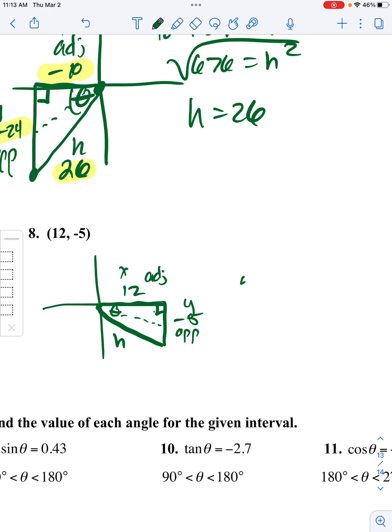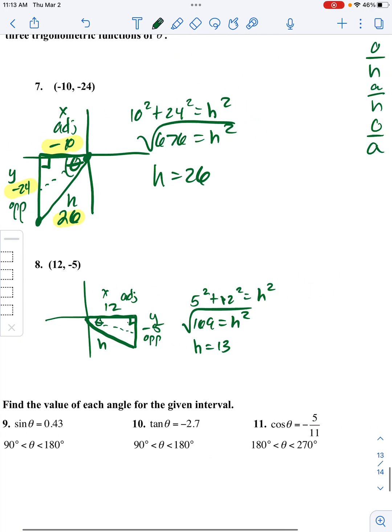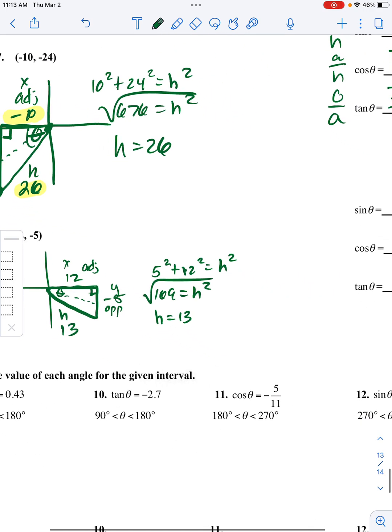And just like before, I take my x squared and my y squared to get my hypotenuse squared, totally ignoring the negatives because it's just directional. So 5 squared plus 12 squared is going to give me 169 equals h squared. Just Pythagorean theorem. You should find yourself using it so many times. So that tells me that hypotenuse is 13. My three numbers are going to be -5, +12, and 13.